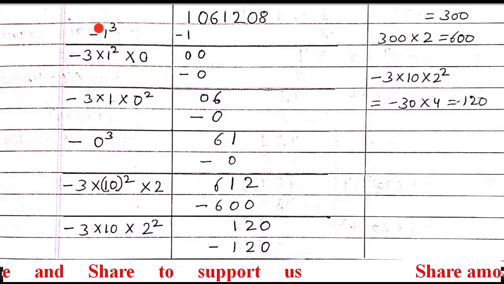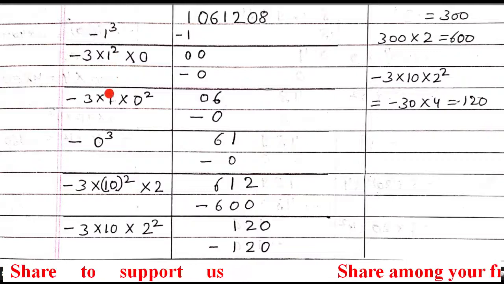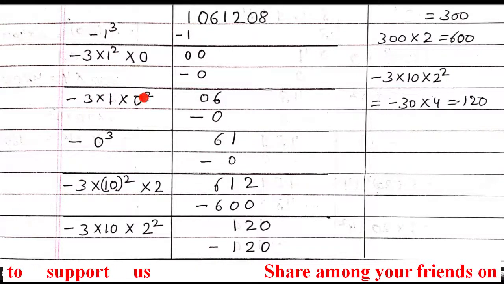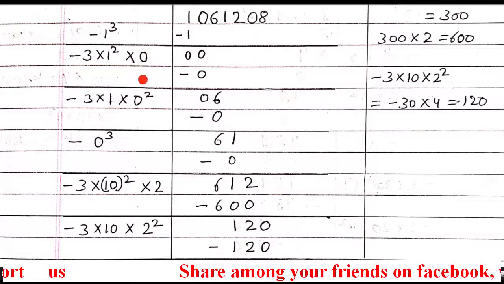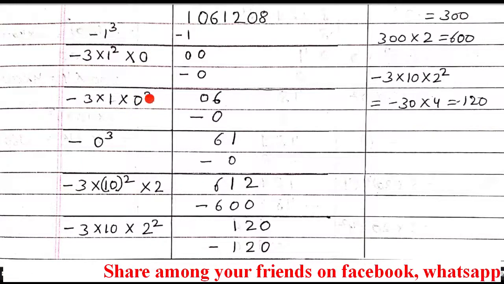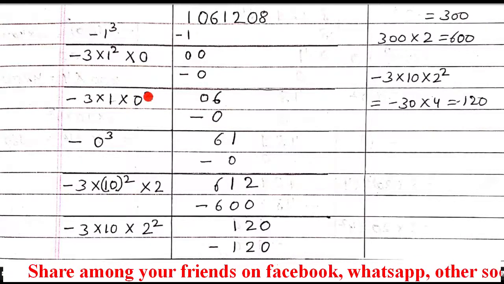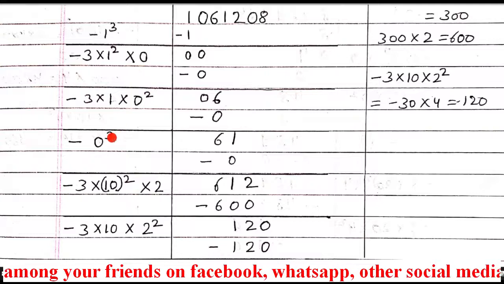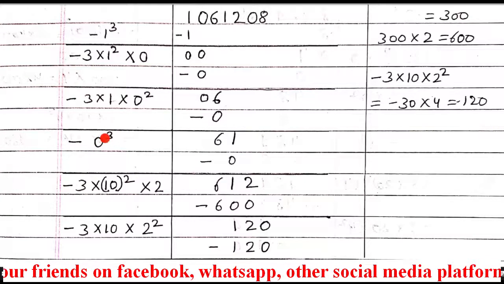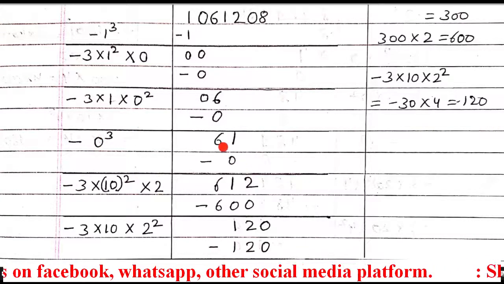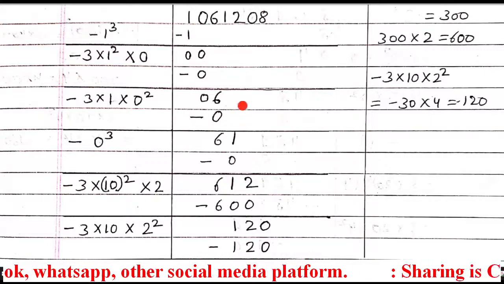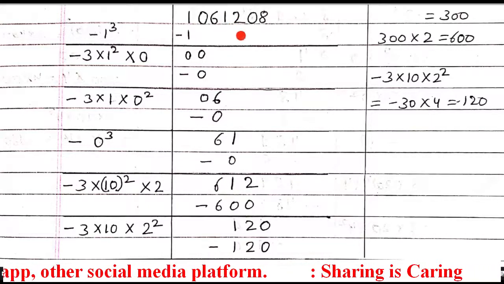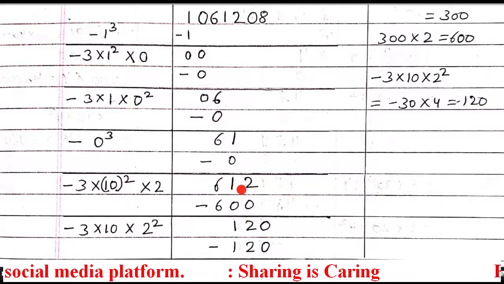Here we reduce the power of 1 to the minimum, so 3 and 1 will be removed, and here the power of 0 you have to increase. So when we increase the power of 0 from 2, it becomes 3. So 0 cubed is 0. So 61 minus 0 is 61. So after 1, which digit will come down? 2. So it's going to be 612.